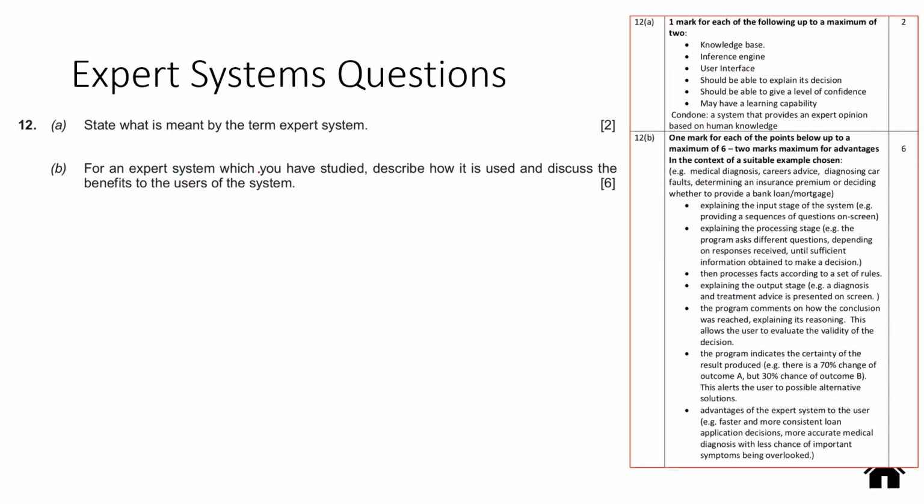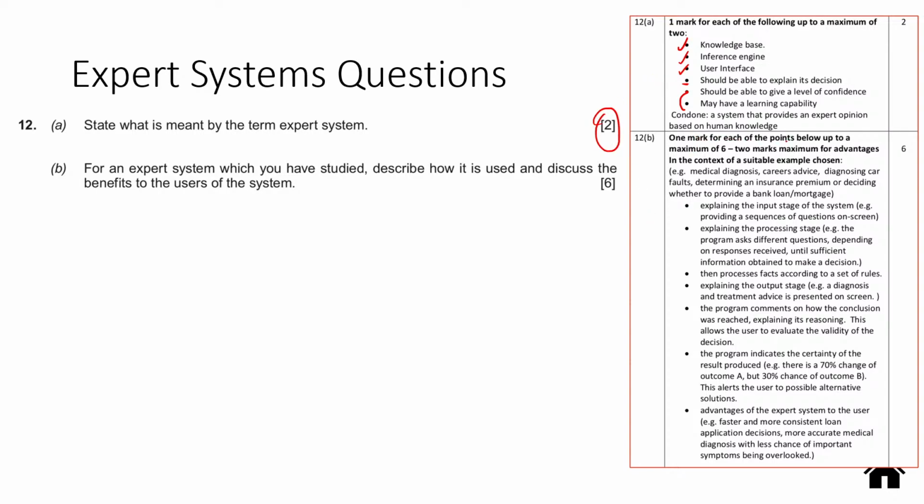I mean, this one, what is meant by the term expert system: 1 mark for each of the following, up to a maximum of 2. So I talked about all of them. Did I talk about that one? I didn't talk about that, I don't think. Level of confidence, I didn't even need them. So that was fine. I think I got 2 marks for that.